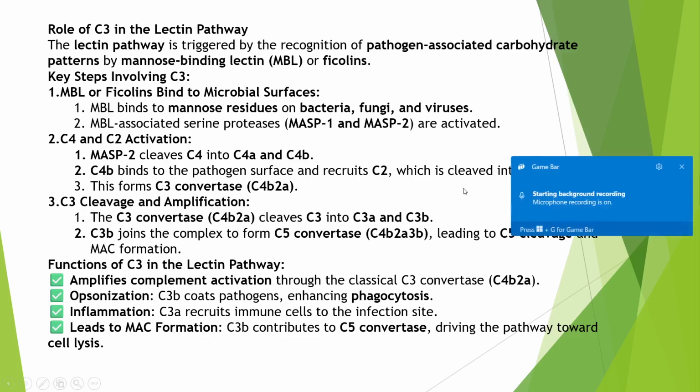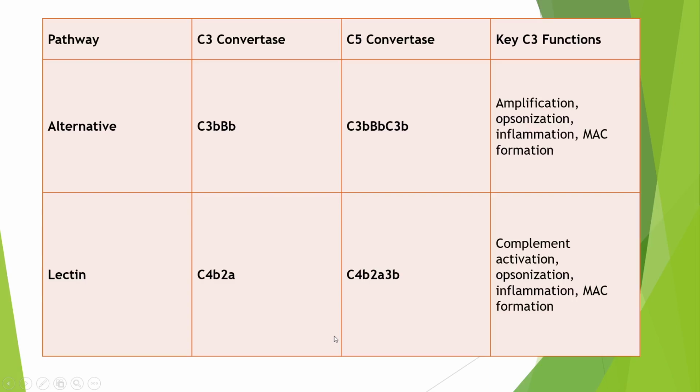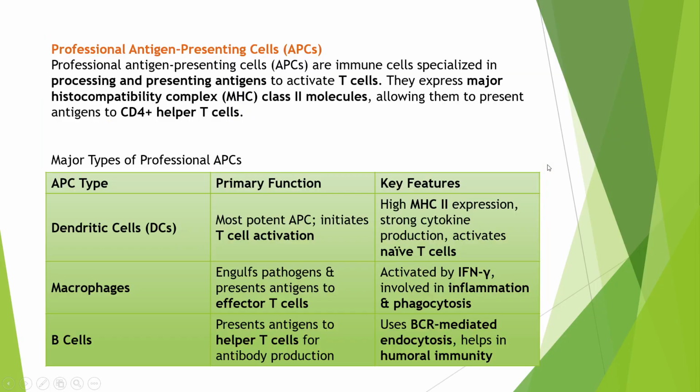So the role of C3, we can see in both the alternative and lectin pathways, is basically amplification, opsonization, inflammation, and MAC formation.